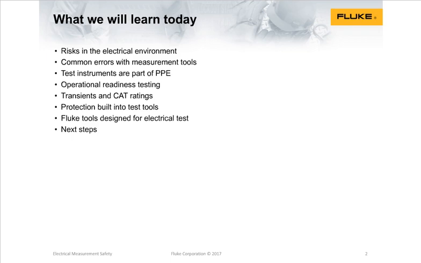So we'll talk about what happens in an electrical environment and what could possibly cause an arcing incident inside our products, inside the test equipment that you do have, and how to rate that equipment, how to analyze the equipment. We'll take a look at some of the protection that manufacturers build into the equipment to help keep you safe when using it. And then also the Fluke tools that we have that are designed for electrical test, and then what next steps you can take.